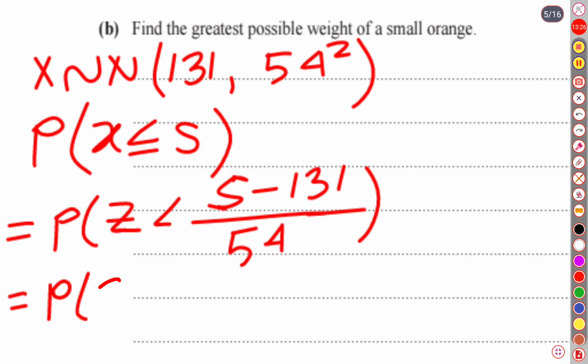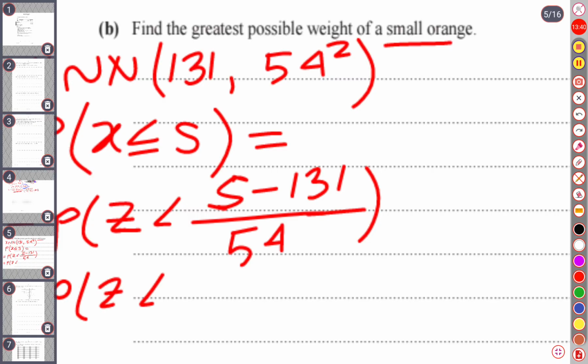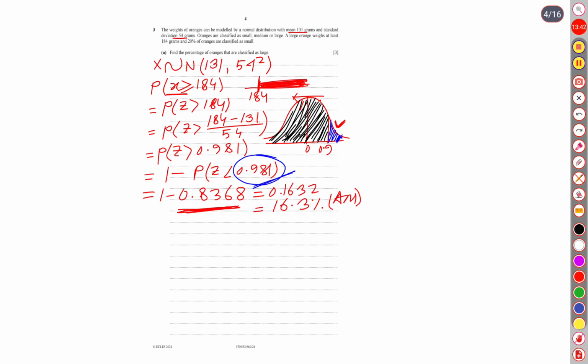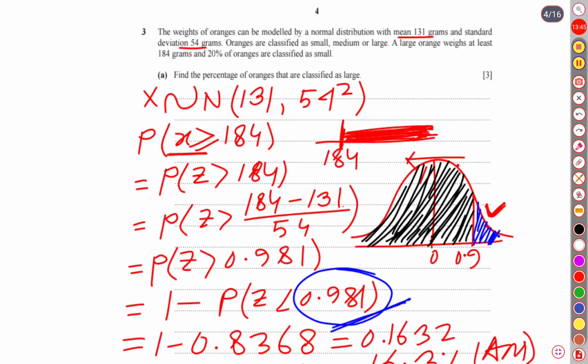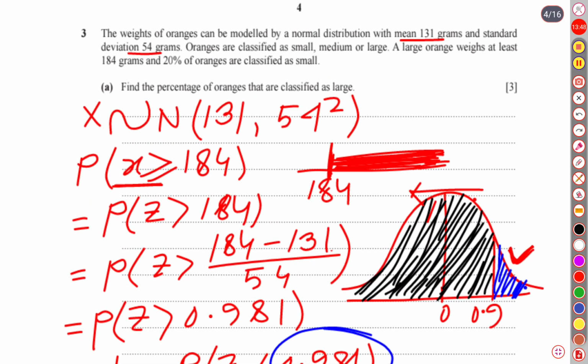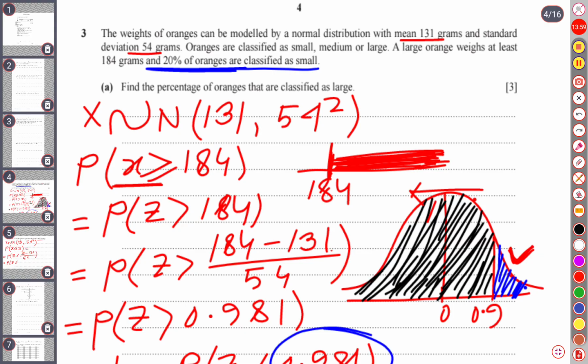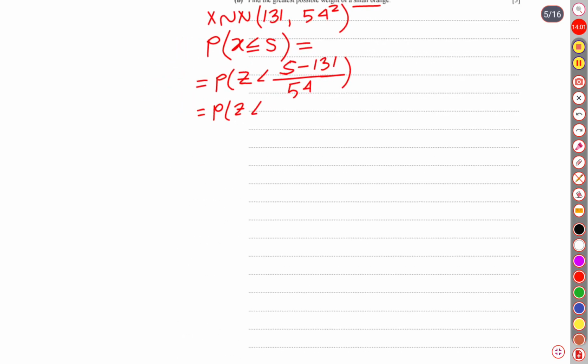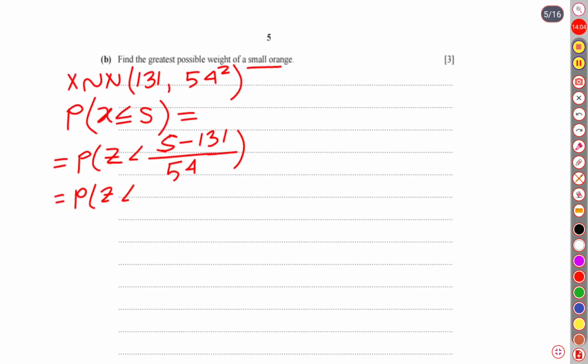It is going to be Z less than... for small orange, something is given, and the probability is also given. What is the probability? Let us see the probability of small orange at page number 4. So what is written about small orange? Look, this is 20%. 20% of oranges are classified as small, so the probability is 0.20. So for a small orange, the probability is what?